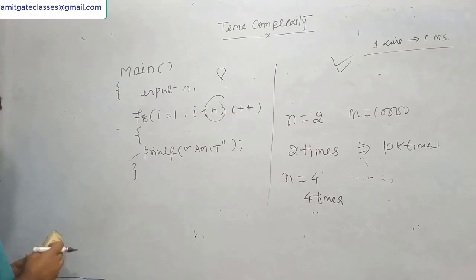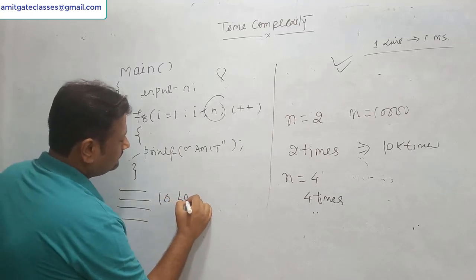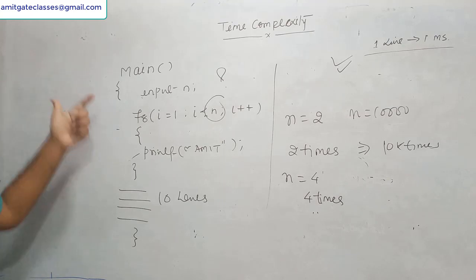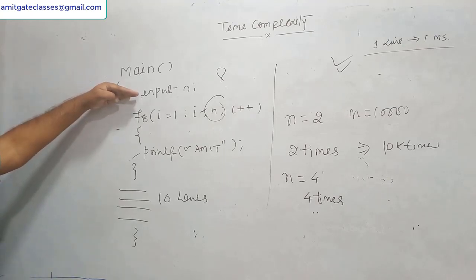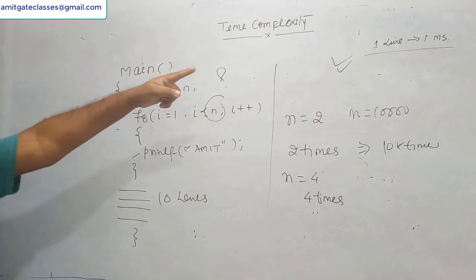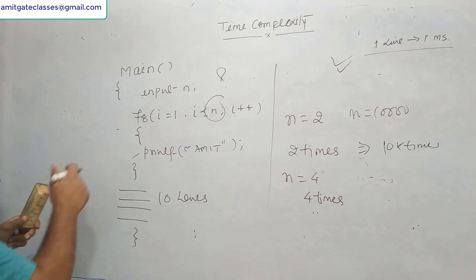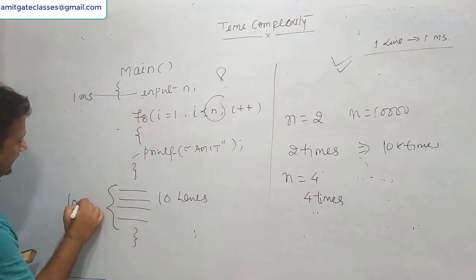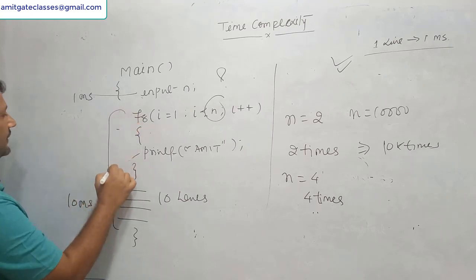Let's say there is a for loop. After that, 100 more lines are there. Now try to evaluate how much total time this program is going to take. This input statement is going to take one amount of time, because every single instruction takes how much time? 1 millisecond. So this is fixed, 1 millisecond. Here 100 lines are there, 100 milliseconds. Every time fixed.